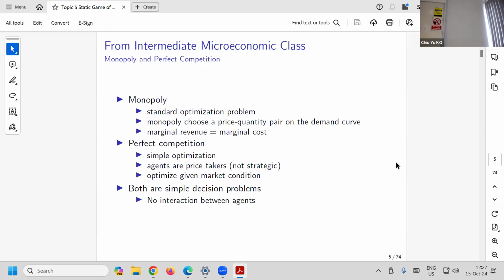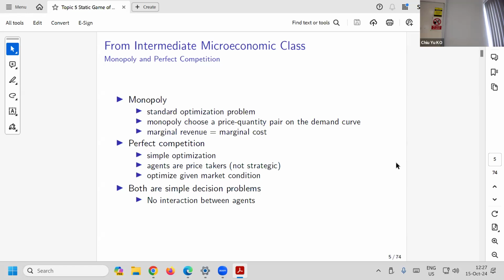In classical microeconomic analysis, we focus on two extreme cases. And in those cases, game theory is not very useful, okay? The first example is monopoly, right? Monopoly means that the seller is facing the whole market. That means he or she can choose either price or quantity at his own will, as long as it satisfies the demand curve. In that case, there's no strategic element there. You just choose whatever maximizes profit, and it becomes a standard optimization problem.